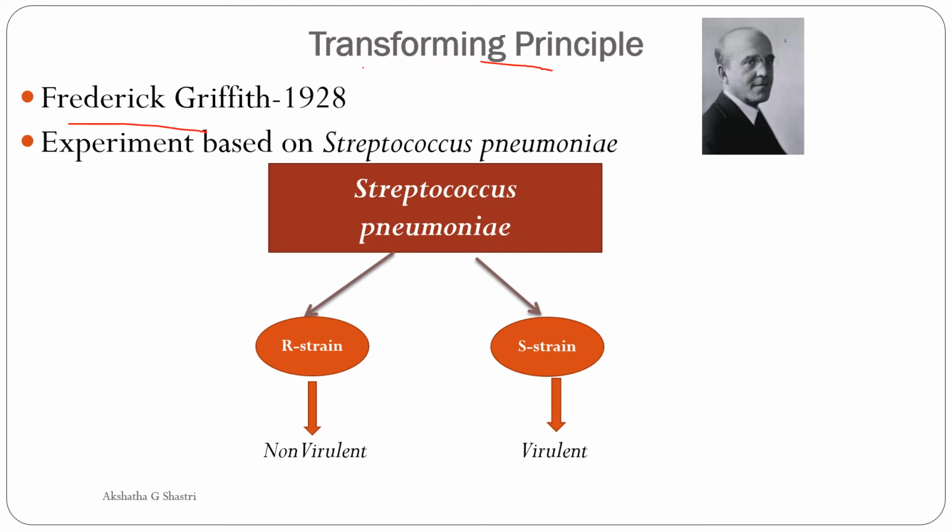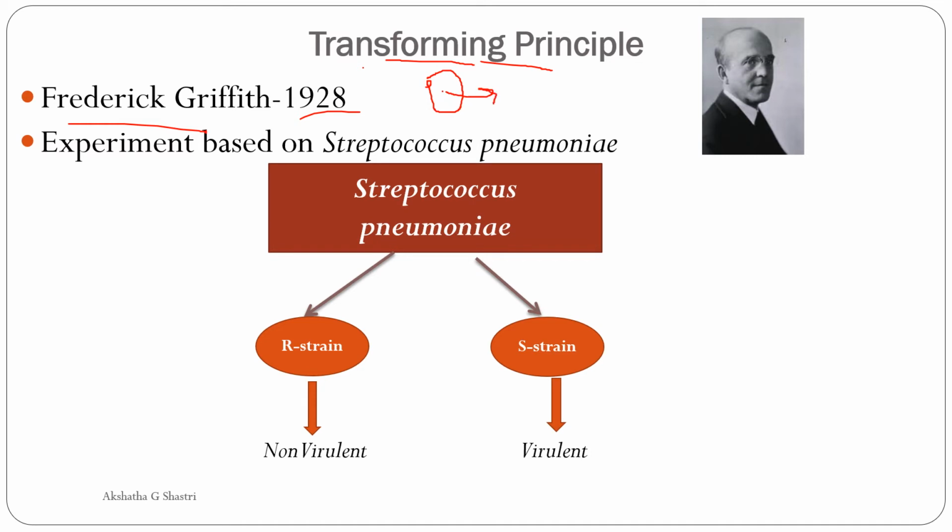So these experiments of Frederick Griffith are known as the transforming principle. This transforming principle was discovered in the year 1928. Transformation is a kind of sexual reproduction in bacteria where the genetic material, or DNA, is transferred from one bacterial cell to another bacterial cell.